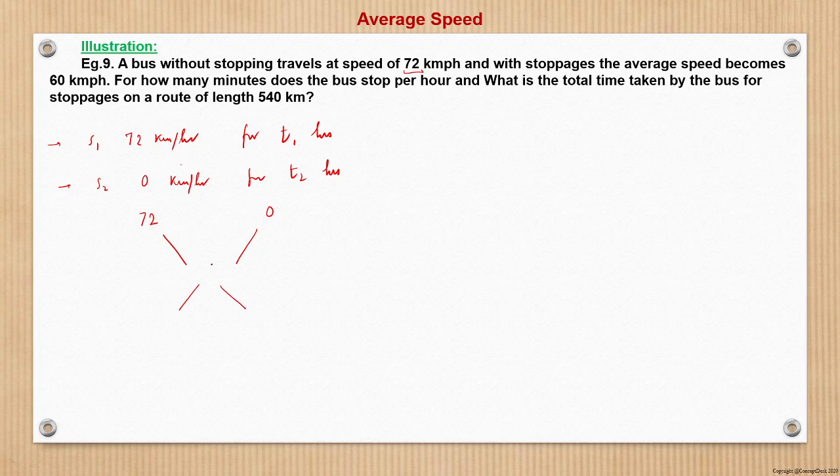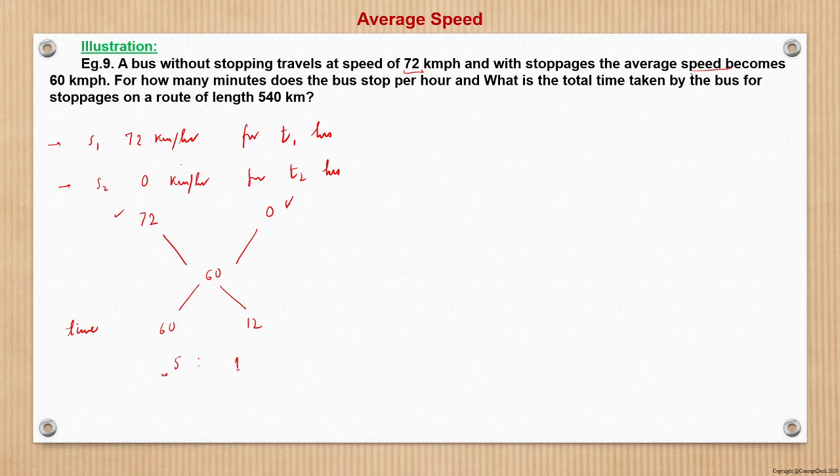Now the average speed is given. Average speed becomes 60 kilometer per hour. So the ratio of time will be what? 60 minus 0, 60, and here 12. So that is nothing but 5 is to 1. Total time is in the ratio 5 is to 1. So it means that if the bus runs for a total of 6 hours, in that 6 hours the bus runs for 5 hours and stops for 1 hour, right? Because this part represents stoppages and this part represents running.